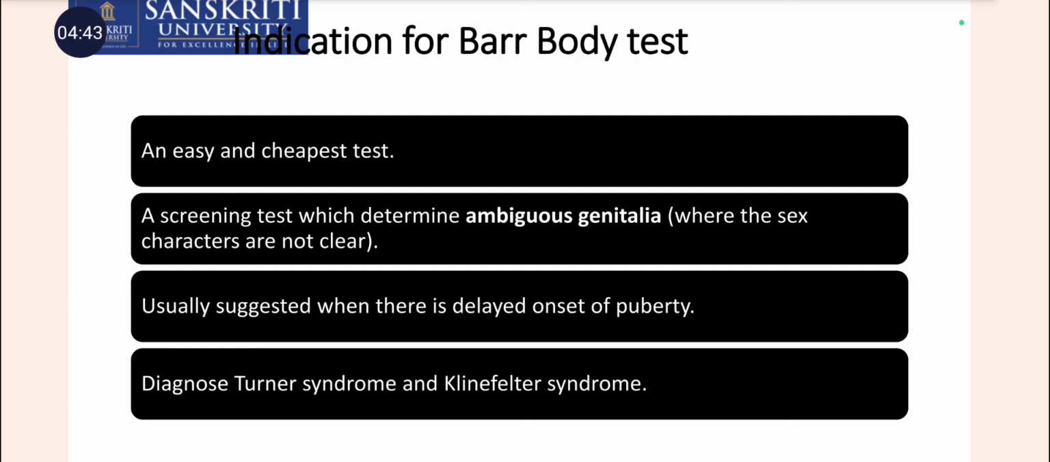This test is also suggested when there is a delayed onset of puberty. Puberty starts at a different age in male and female. After 9 years in females, and after 12 years in males, puberty starts. So the diagnosis of delayed onset of puberty can be screened through this bar body test. Some disorders like Turner syndrome and Klinefelter syndrome can be diagnosed easily through this screening test.